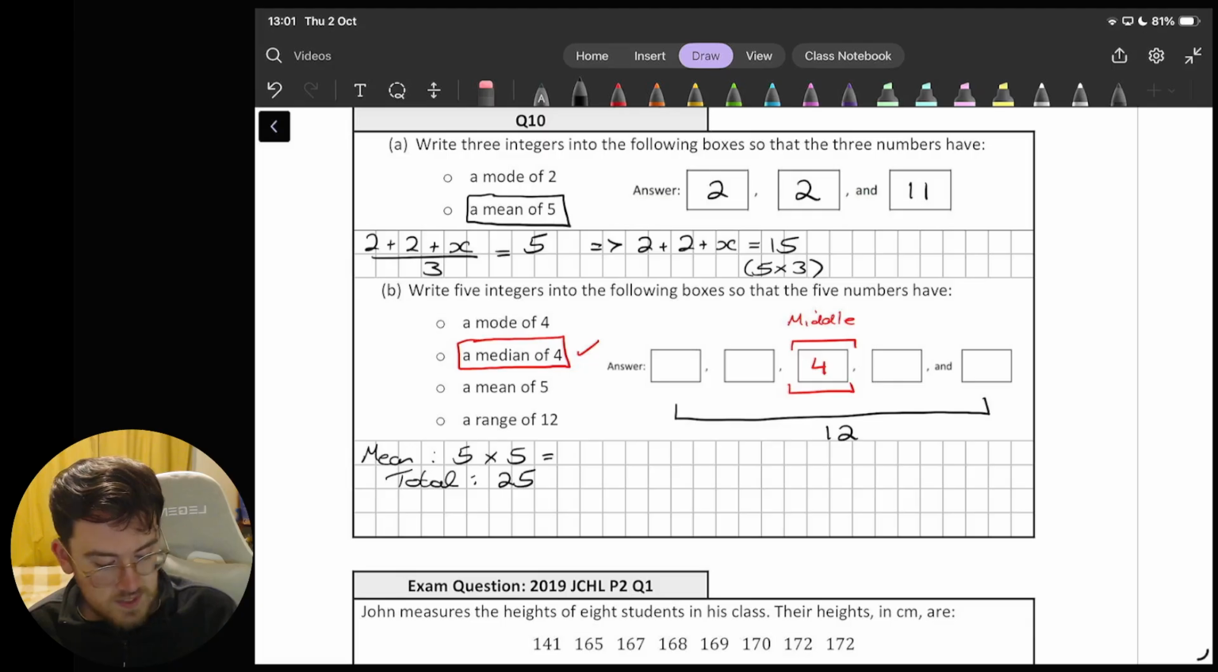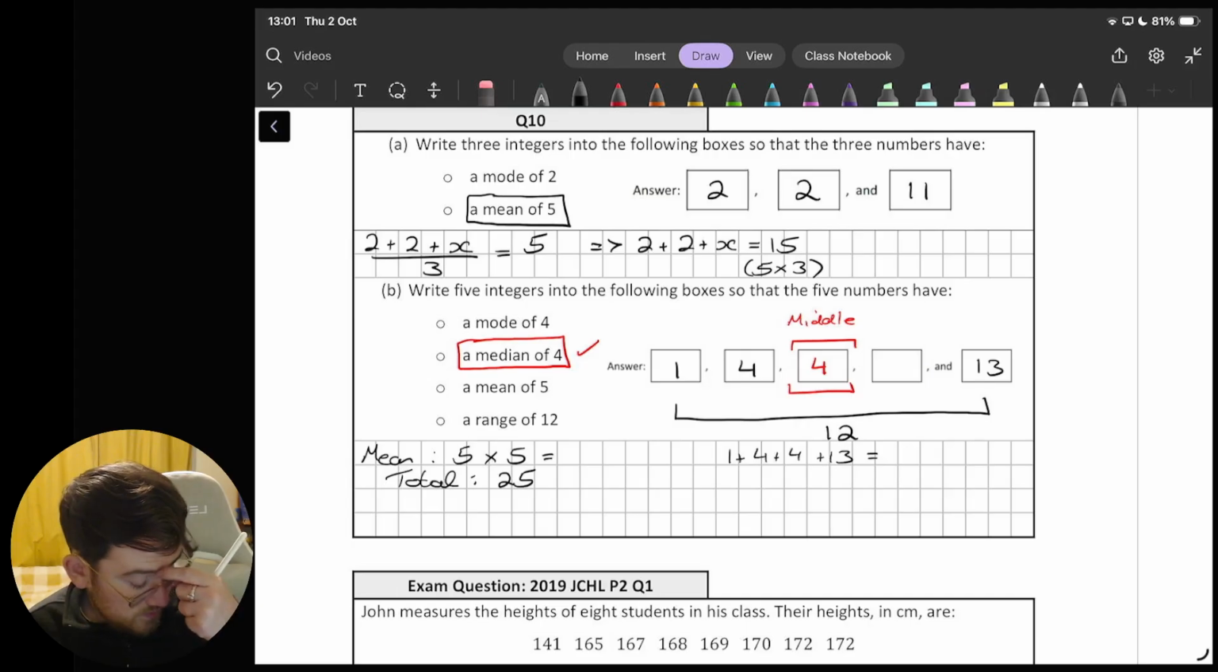Okay, so let's pick a few numbers that we could work with here that are going to add up to 25. Let's say that this might be 13 and 1, for example. That would give us a range of 12 there. Where does that leave us for the moment? We need another 4 as well. So let's see, does that actually work for us? 1 plus 4 plus 4 plus 13. That's going to give me 1 plus 4 plus 4, that's 9, 22. I need a total of 25, which means I'm missing a 3.